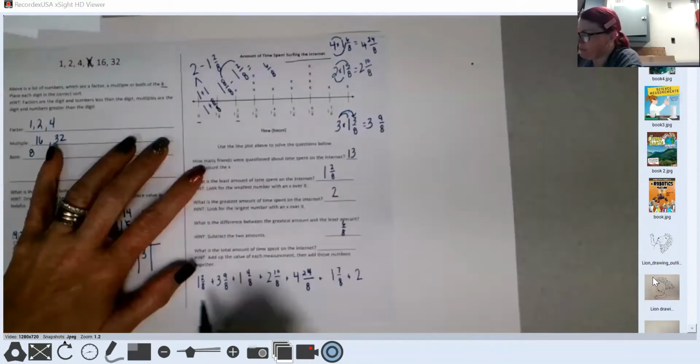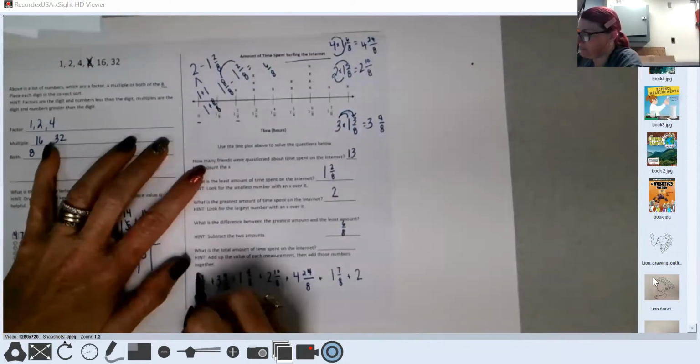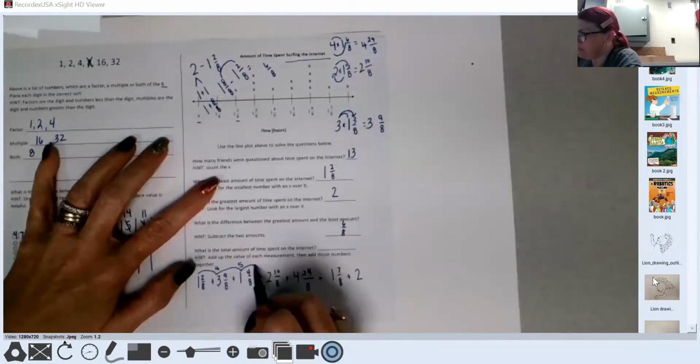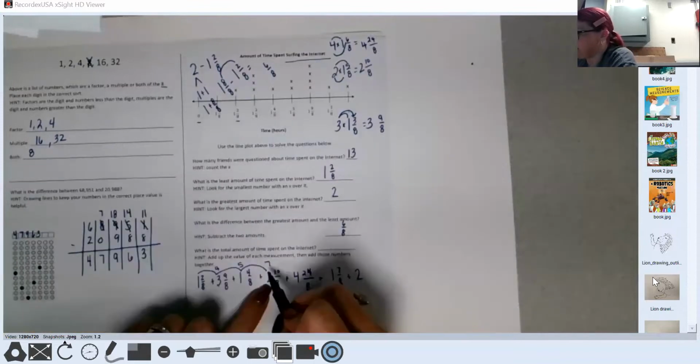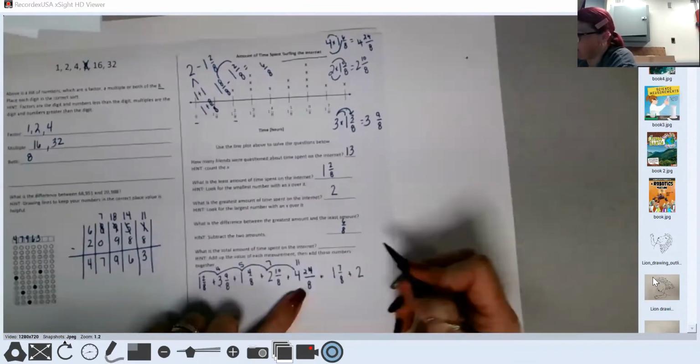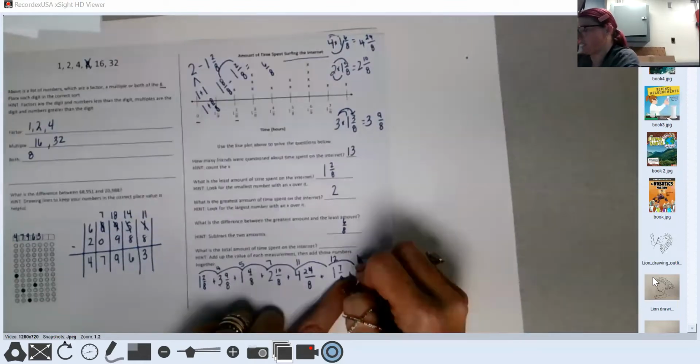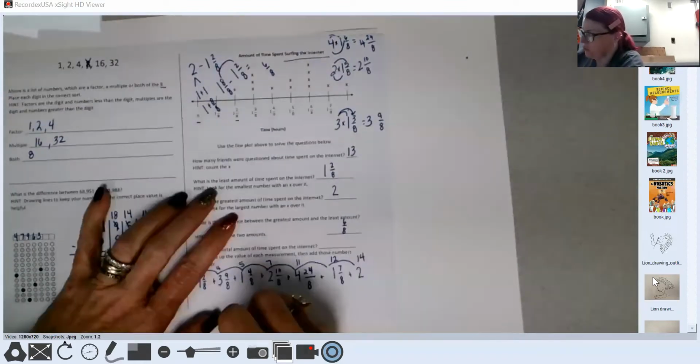So 1 plus 3 is 4. 4 plus 1 is 5. 5 plus 2 is 7. 7 plus 4 is 11. 11 plus 1 is 12. 12 plus 2 is 14. So I have 14 wholes.